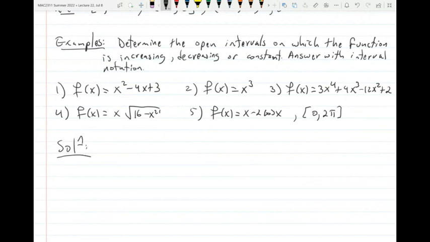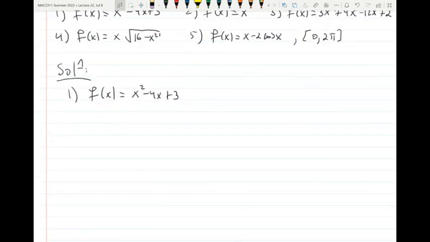So remember, to find the monotony, what we want is to investigate the sign of the derivative. So for the first one, we have f of x equals x squared minus 4x plus 3. Because we want the sign of the derivative, of course, we have to look at the derivative. So the derivative is 2x minus 4.